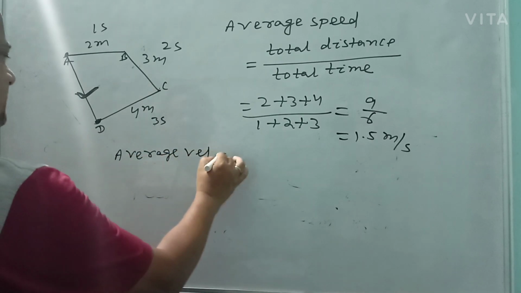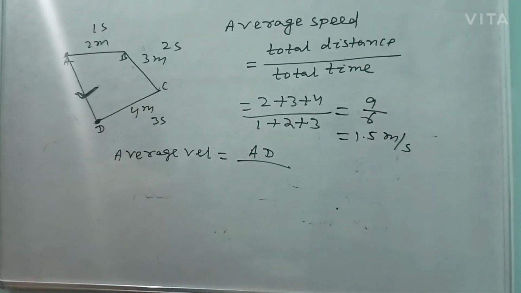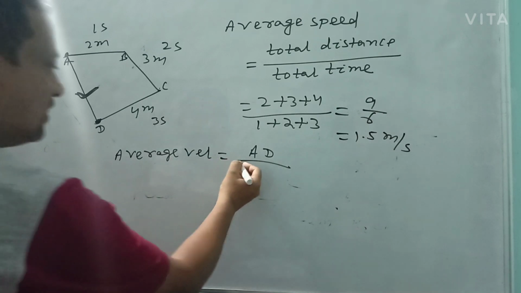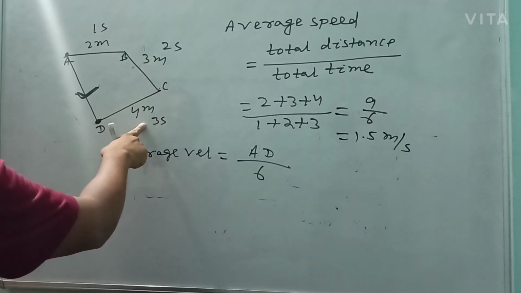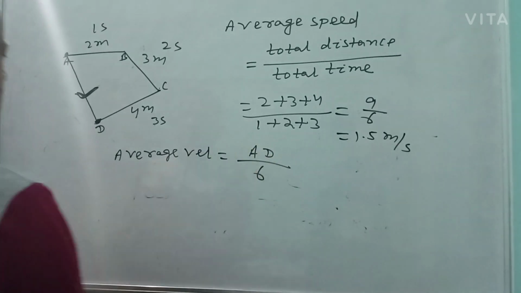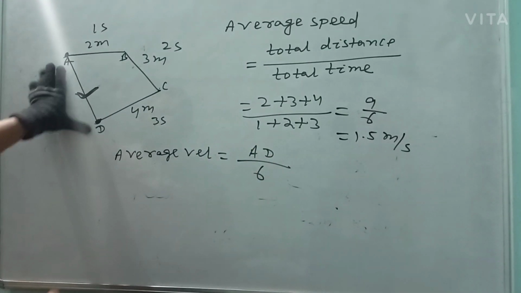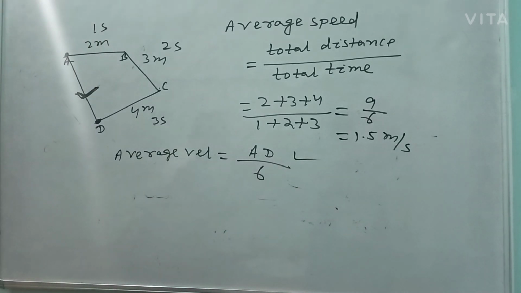What is this? That is AD. First to find out AD, whether it is 1 meter, 2 meter, 3 meter, or anything else. From vector rule you find out AD. But for time you have to take 6 seconds. 1 second, 2 second, 3 second. Total time you have to take. So length AD, I mean the shortest AD divided by 6 gives you average velocity. So in this way, one calculates average speed and average velocity.